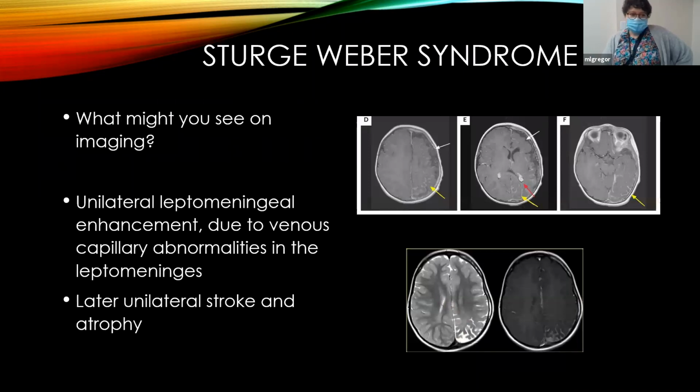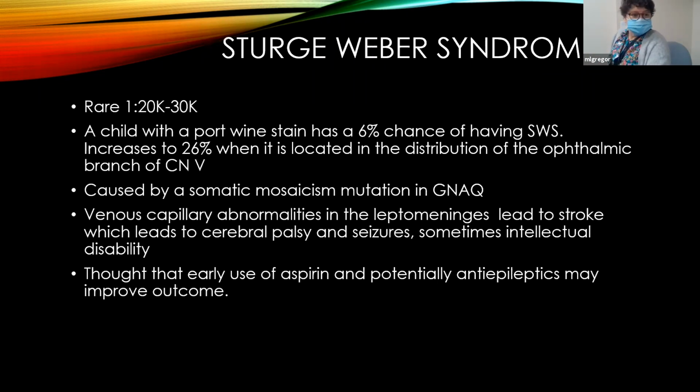So on imaging, what you're going to be looking for is leptomeningeal enhancement. This is due to the venous capillary defects unilaterally, and it's going to be on the same side as your port wine stain. The reason this is important is because sometimes kids present before they've started having strokes. So they don't have seizures, they don't have hemiplegia, but you want to know beforehand. You should be able to see it with an MRI with and without contrast. That contrast is going to help you see that abnormality and the veins on that side.